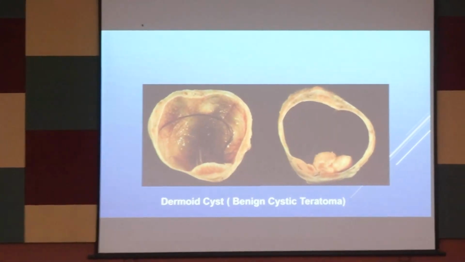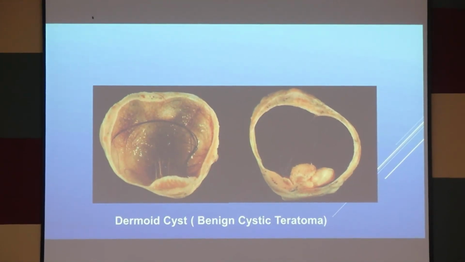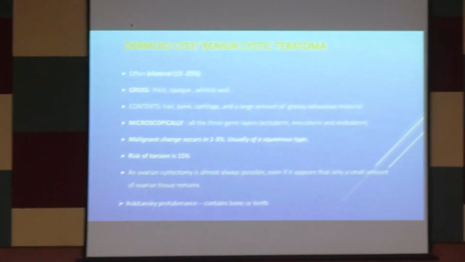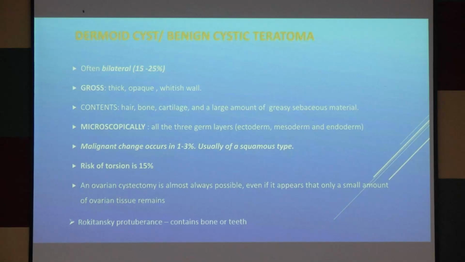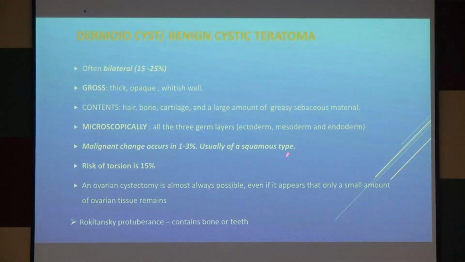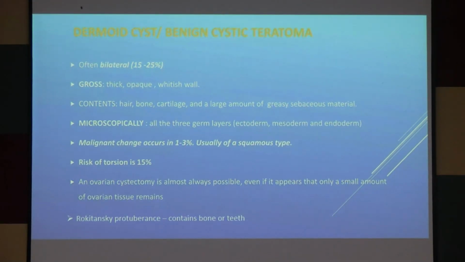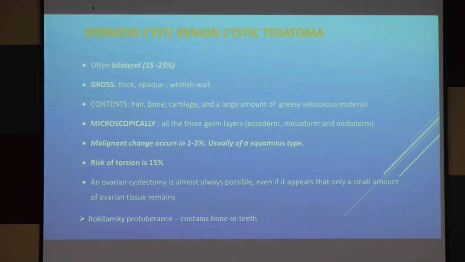A cyst, something like this. It has hair, it has sebaceous material. This is tooth. These are teeth inside the ovarian cyst. It's a very common tumor, very common in pregnancy also. In pregnancy, the maximum ovarian cysts that occur are either theca lutein cyst or dermoid cyst. It can arise from all three germ layers. This is a very common type of benign tumor, usually unilateral, and it undergoes torsion very commonly.